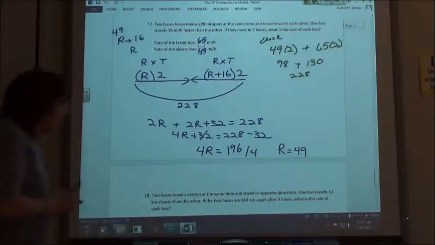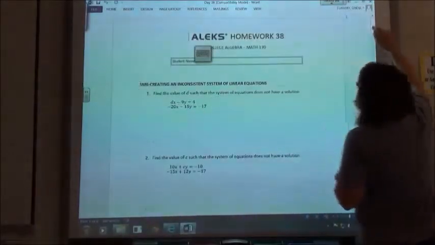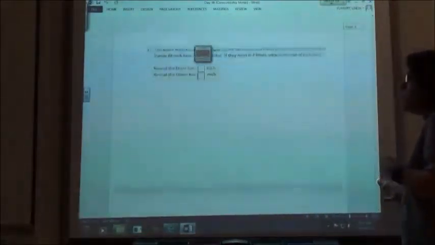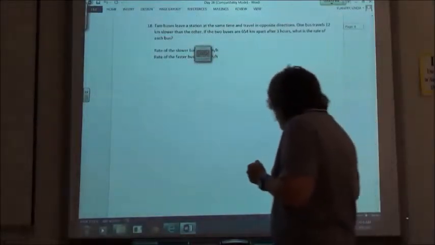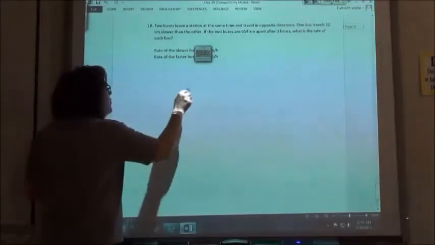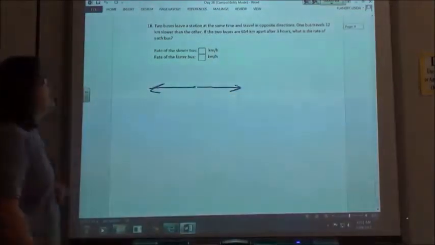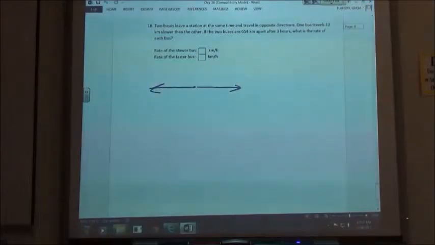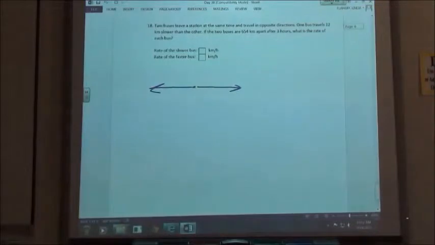We're going to do one more that's pretty similar to that one, and that will be the last one on this page of homework. It says 2 buses leave a station at the same time and travel in opposite directions. So again, one's going to go this way, one's going the opposite way. And it says one bus travels 12 kilometers slower than the other. That should probably say 12 kilometers per hour, there's a little typo in there. Let me fix that quick.